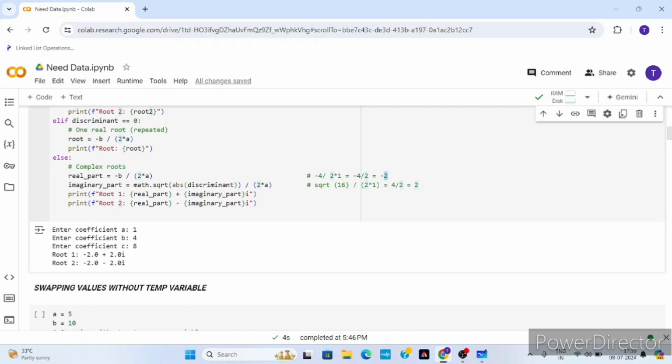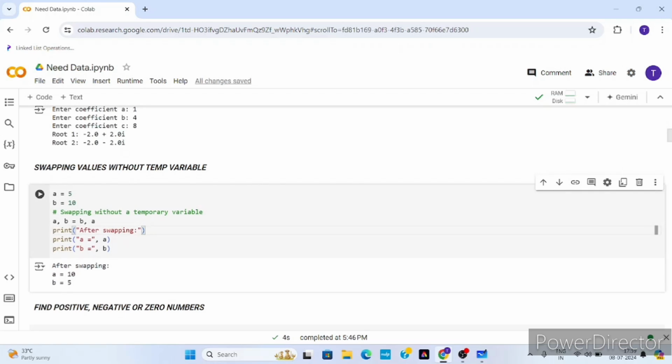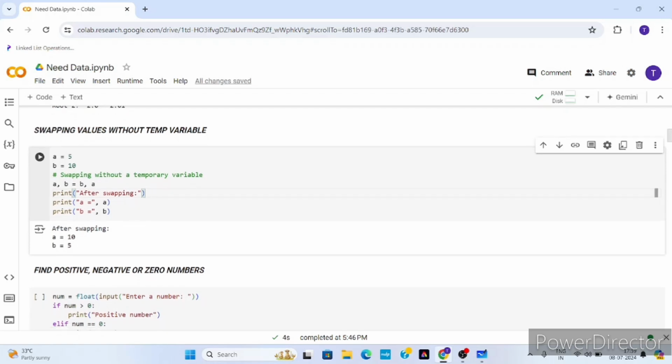Okay, yeah. Now swapping values without a temporary variable. Without temporary variables, I am just using a equal to 5, b equal to 10, and then a equal to b and b equal to a. You can also write a equal to b, comma, b equal to a, like this. But it will be in 2 lines. If I give enter, it will go to the next line. So just imagine it will be in 2 lines. If it is in 2 lines, there will be some errors. So we won't use this.